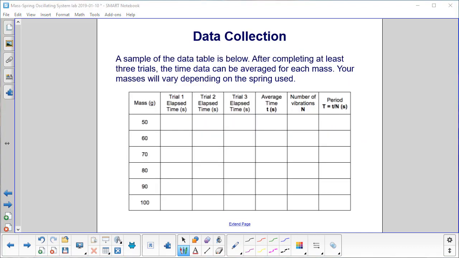A sample of the data table is shown below. After completing at least 3 trials, the time data can be averaged for each mass. All right, here's a mass, 50 grams. So you have 3 trials. You would average that, divide it by the number of vibrations, which should be 10, and this will give you the period. Now be careful, you may record your data in grams, but when we go ahead and calculate K, you have to switch that to kilograms, to SI units.